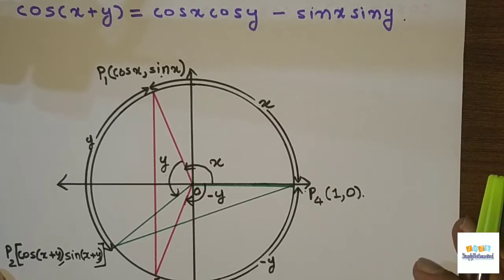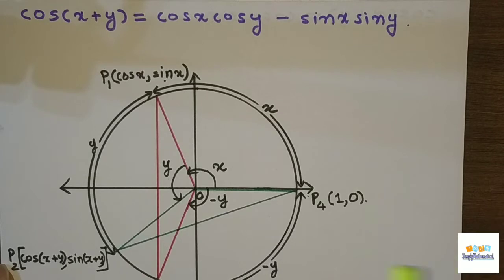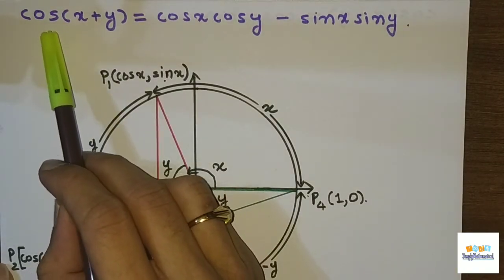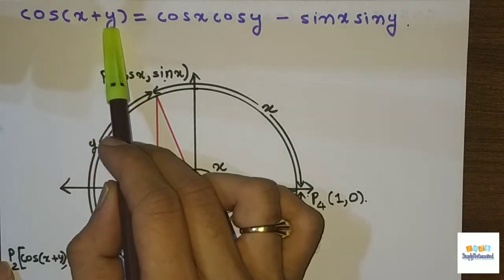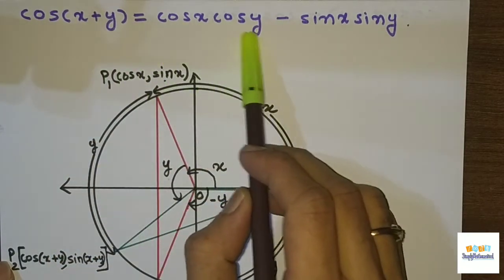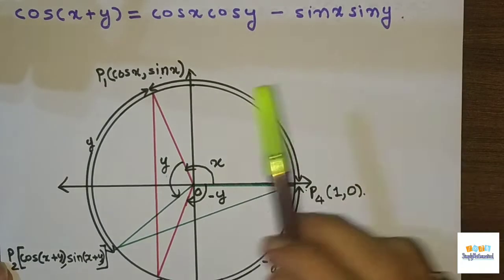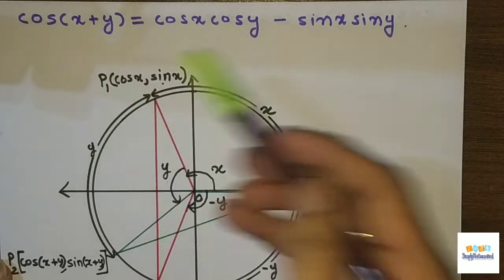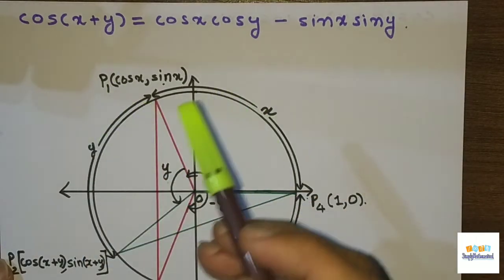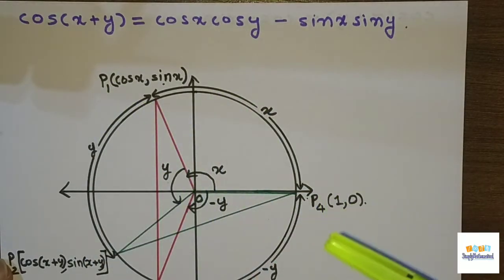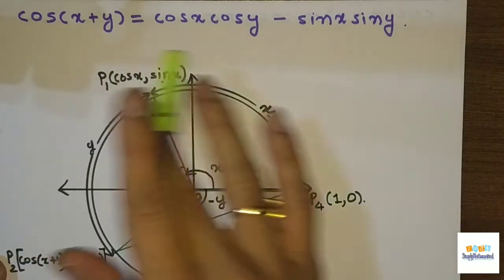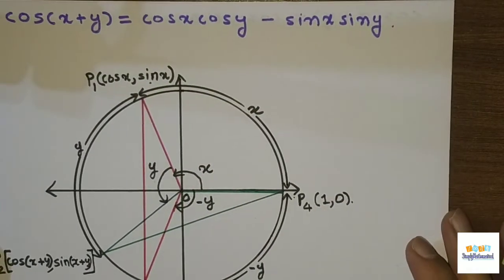In this video, let us do the formula in chapter 3, trigonometric functions. You have the formula cos(x + y) = cos x cos y - sin x sin y. Here we will look at the proof of this formula, that is, how you get this formula. Because when you learn the proof, it is very easy to remember the formula. So we will look at the proof of this formula here.